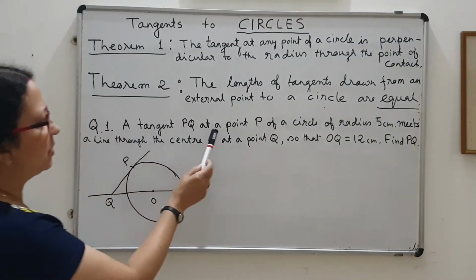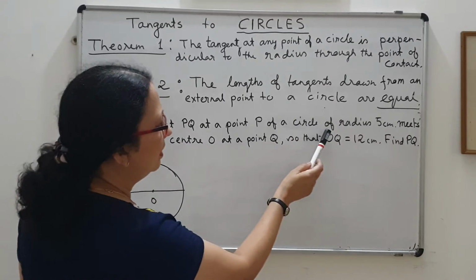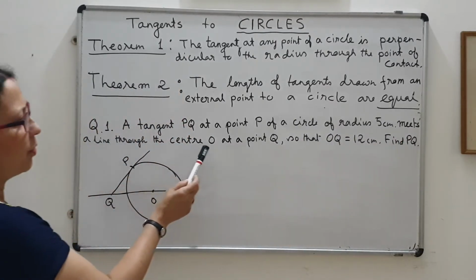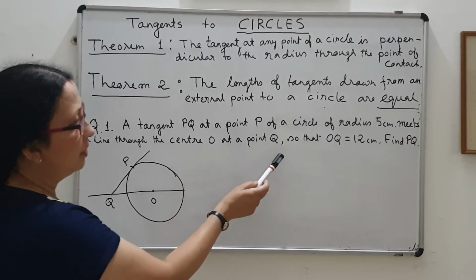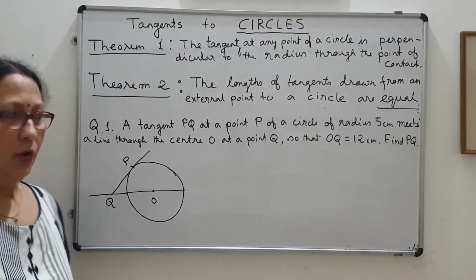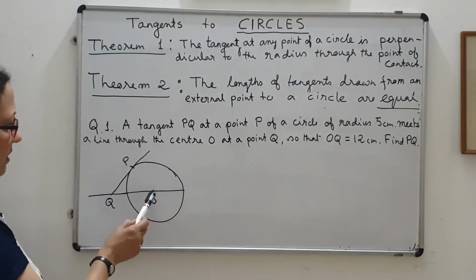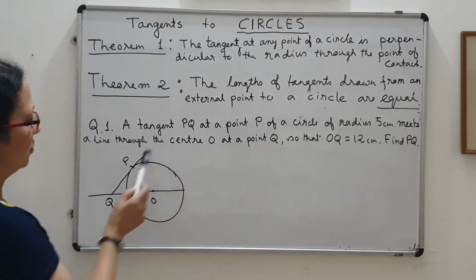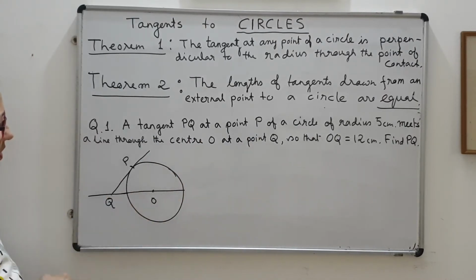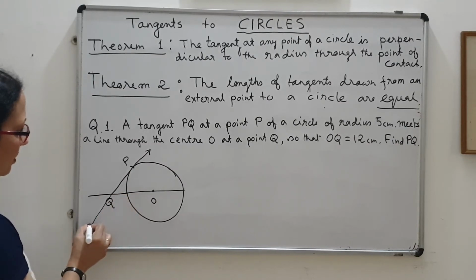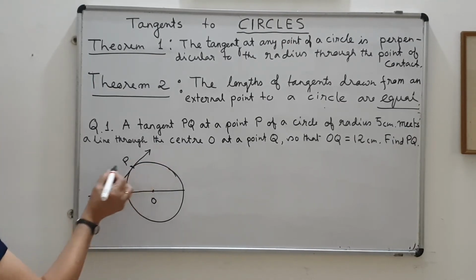A tangent PQ at a point P of a circle of radius 5 cm meets a line through the center O at a point Q, so that OQ is 12 cm. Find PQ. So there is a circle with center O, and there is a tangent at the point P. At the point P I have drawn the tangent.